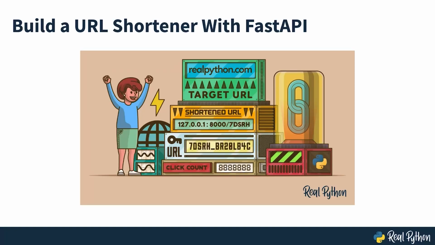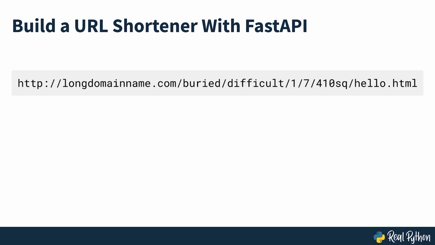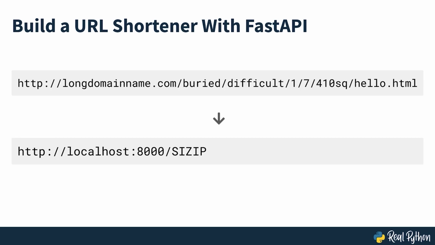Build a URL shortener with FastAPI and Python. URLs can be long and unfriendly. This is where a URL shortener can come in handy. A URL shortener reduces the number of characters in a URL, making it easier to read, remember, and share.